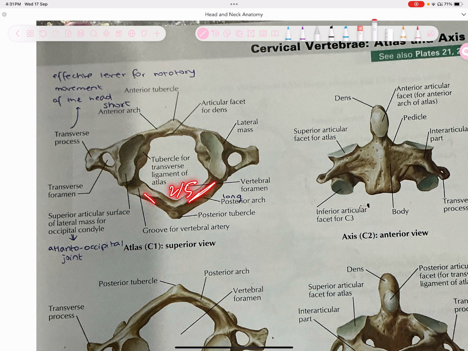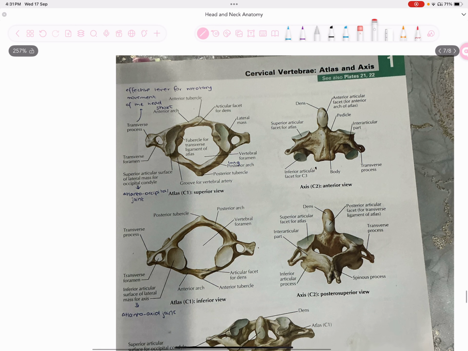Now, its posterior surface is marked by a median. So this is the front, right? Anterior. So this is the posterior. Its posterior surface is marked by a posterior tubercle, median posterior tubercle. The upper surface of the posterior arch is marked behind the lateral mass by a groove. This groove is present for the vertebral artery.